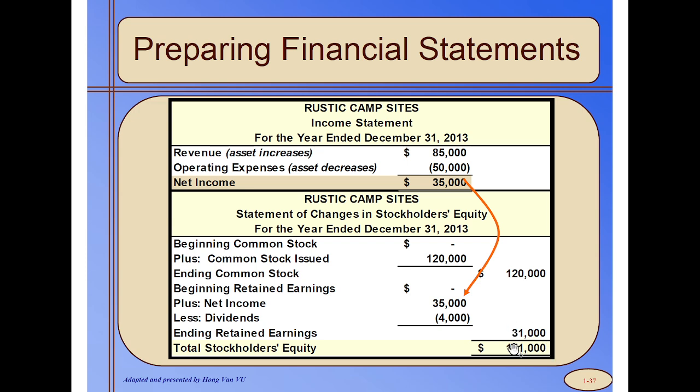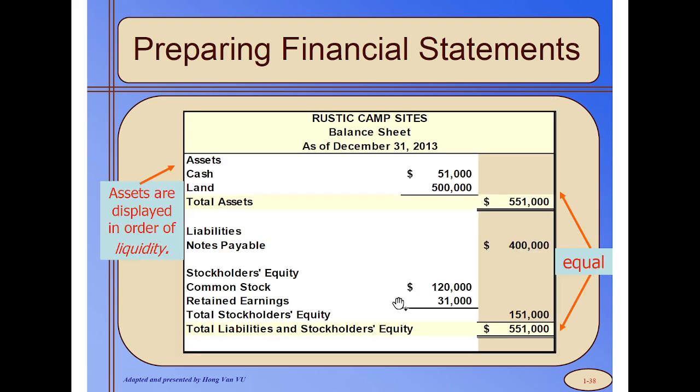Next, we will prepare the company's balance sheet. This statement shows the company's financial position at a specific point in time. We can say that it is a snapshot of the accounting equation of the company's finances. Here we have the name of the company, the name of the financial statement, the balance sheet, and as of December 31st, 2013.